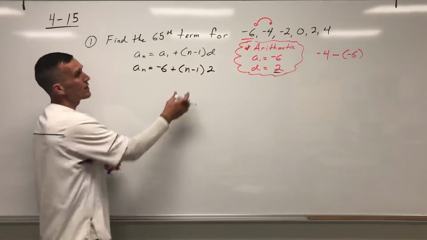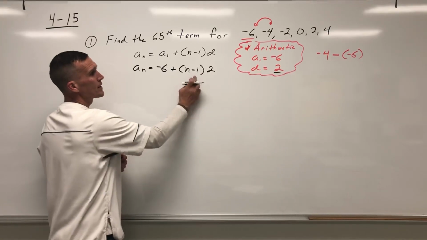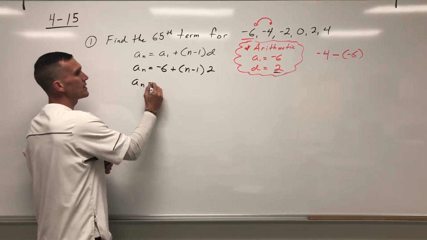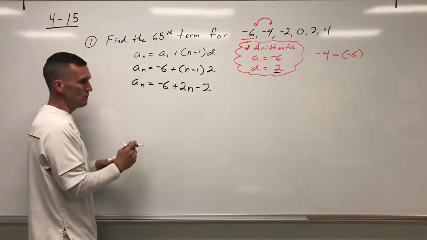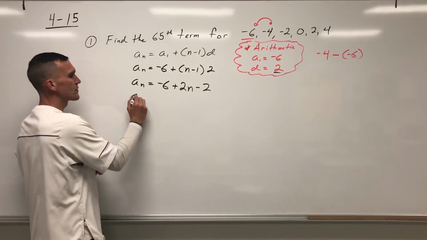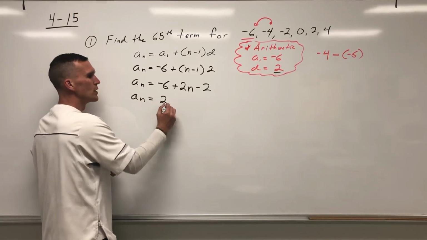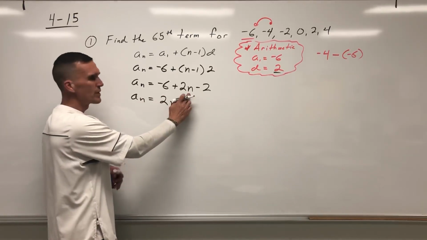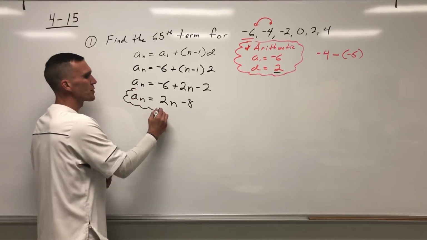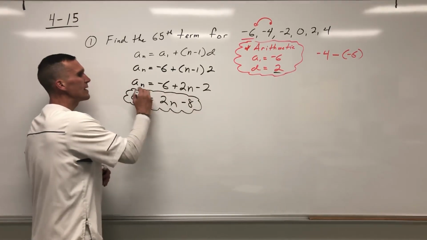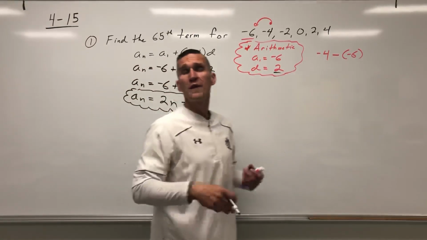Now, as I said earlier, this will have to get distributed into both of those. So I have a sub n is equal to -6 plus 2n minus 2. And I will combine my terms for a sub n is equal to 2n. I like to start with my variable piece, minus 8. Now, this is not my final answer, but it's pretty important. That is the rule, and the rule will find any term.